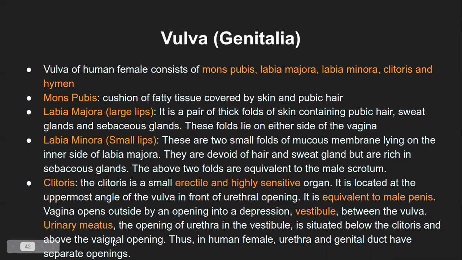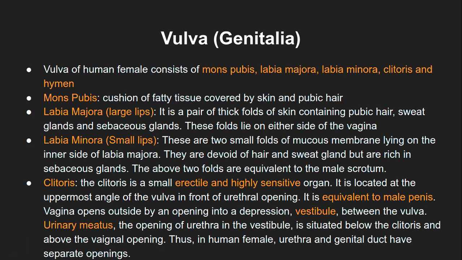Again, sorry, the spelling is wrong here, but the urinary meatus, like I had shown in the diagram, is present between the two: on top it is the clitoris, and on the back side it is the vaginal opening. And thus in the human female, urethra and genital ducts have separate openings.